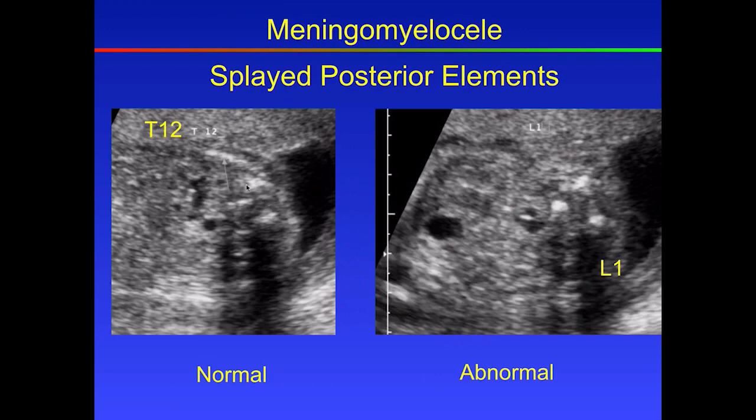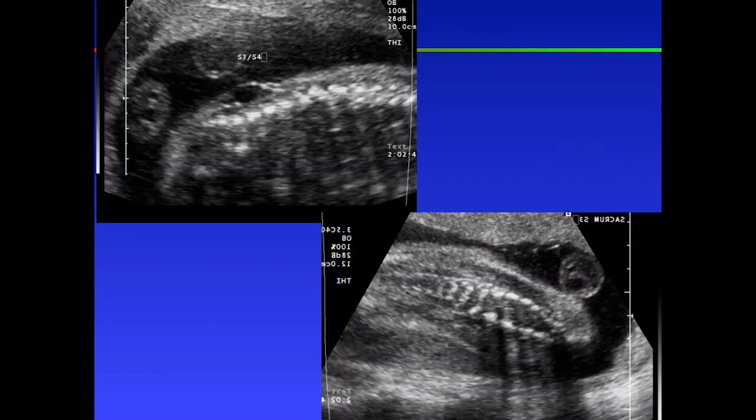I'd like to show you first the normal T12. There's the vertebral body centra. These are the two posterior elements. And then here is an abnormal one, a level lower down, where the posterior elements are splayed, and there's the vertebral body centra. So those are the findings in the lower spine on a transverse.